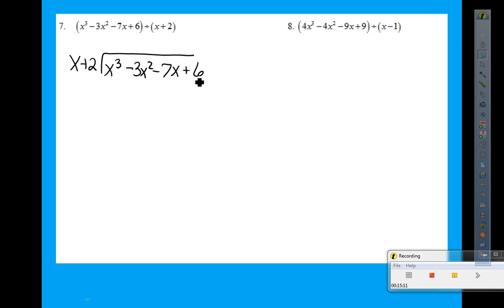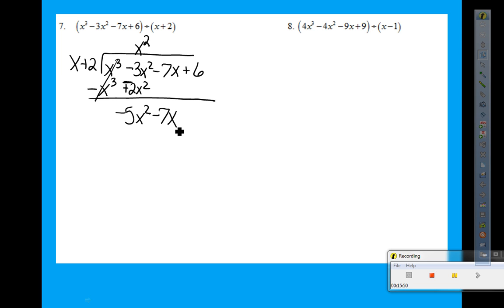So here's the game I'm going to play. X times something is x to the third. Well, that's an x squared. X squared times x is x to the third. X squared times positive 2 is positive 2x squared. I'm not going to subtract these, I'm going to add them. So I'm going to change that to a negative and that to a negative. So these cancel out. I got negative 3 and negative 2 make negative 5x squared, minus 7x.